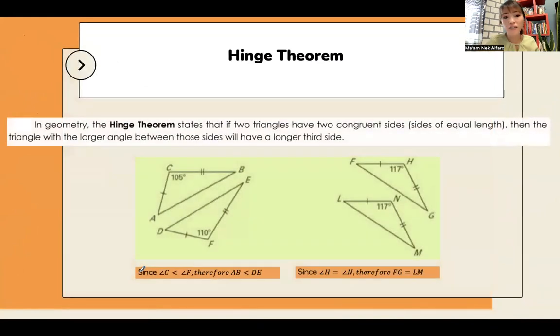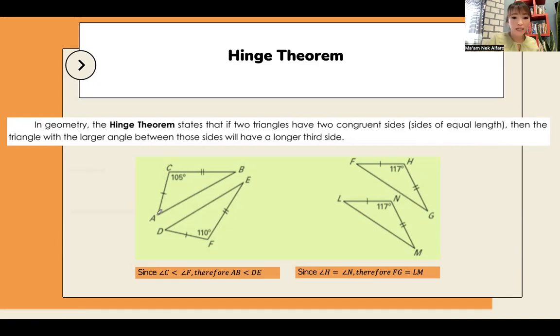In geometry, the hinge theorem states that if two triangles have two congruent sides, or sides of equal length, then the triangle with a larger angle between those sides will have a longer third side. What does it mean? Mom, I don't get it. So now take a look at the figure.